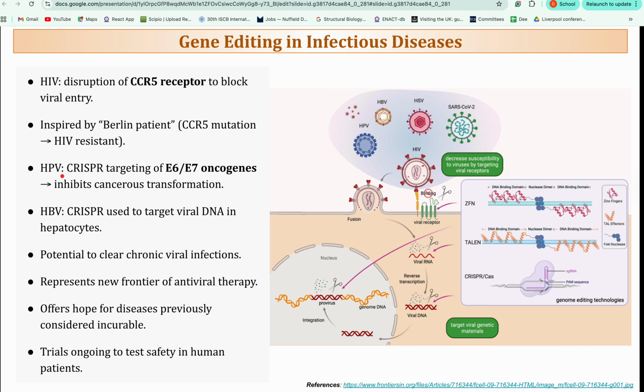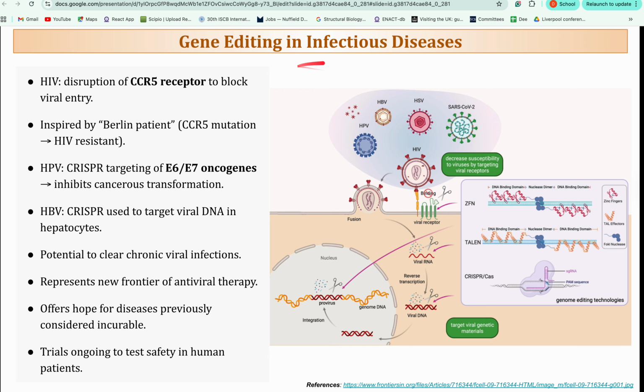Then comes HPV, human papilloma virus. So CRISPR targeting of the E6 and E7 oncogenes inhibits the cancerous transformation. HBV, CRISPR used to target the viral DNA in hepatocytes, with potential to clear the chronic viral infections. It represents the new frontiers of antiviral therapy, and it offers hope for diseases previously considered incurable. And trials are still ongoing to test the safety in human patients.